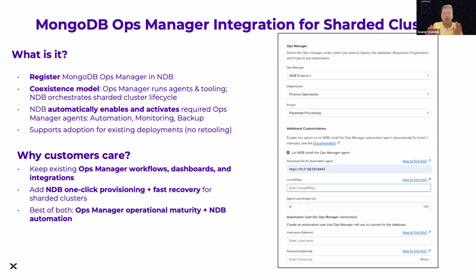So you can think of it as two brains working together. Ops Manager continues doing what it's good at, like in terms of alerting, monitoring your existing workflows and integration. And NDB sits on top and handles the sharded cluster lifecycle management, stuff like provisioning, patching, data protection. Now, we have a demo lined up also for you.